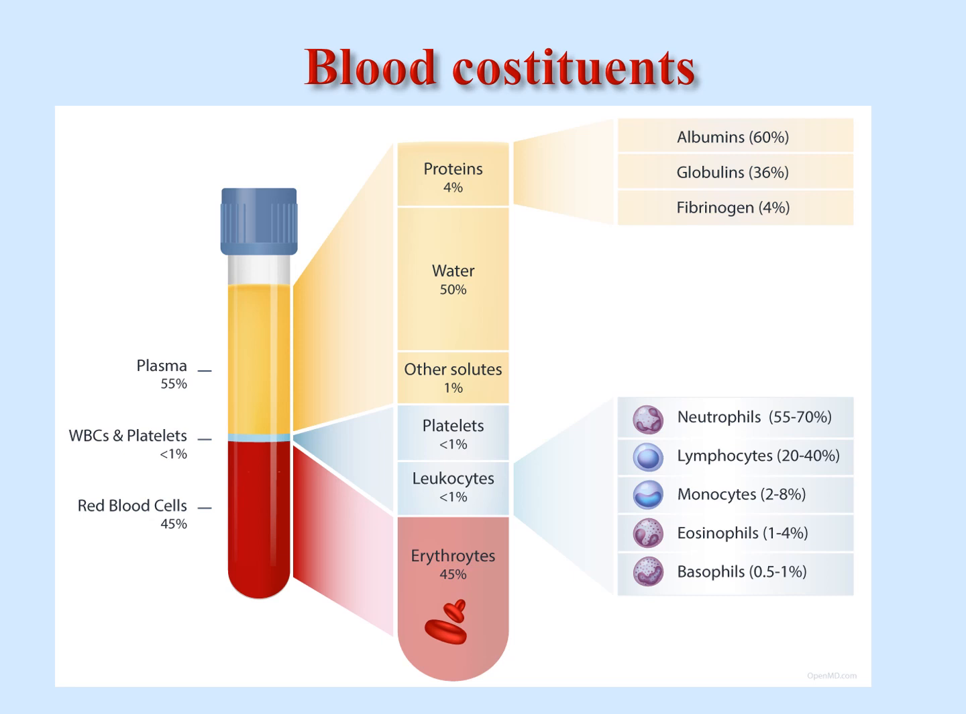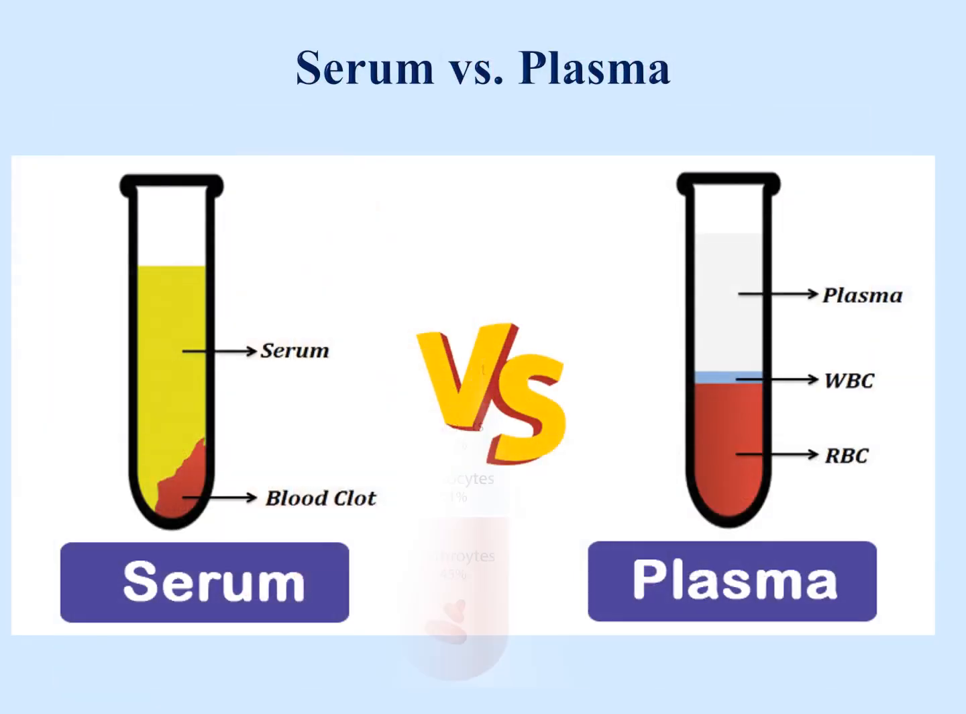We will discuss first of all proteins, and here you can find they are albumins, globulins, fibrinogen. You should understand the difference between serum and plasma, because sometimes we speak about serum proteins, sometimes about plasma chemical compounds. This is an illustration.